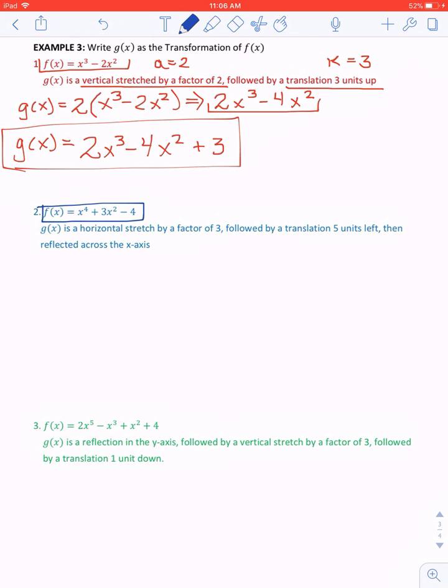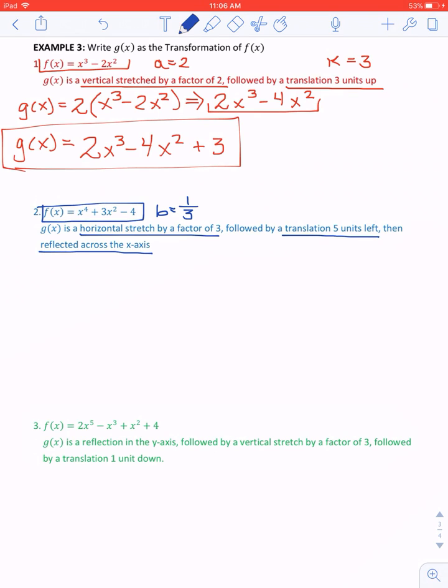So, how many things do you have to do? 1, 2, 3. So a horizontal stretch by a factor of 3. That's our b value. With horizontal stretches and shrinks, what do you need to do to that factor? Reciprocate it. So we have a b value of 1/3.